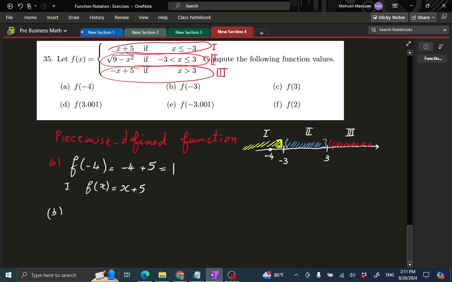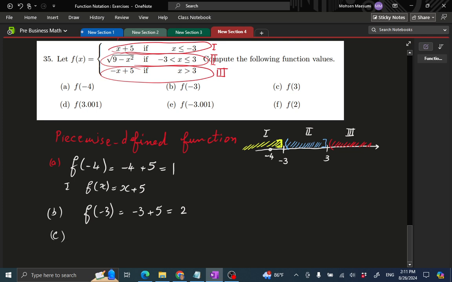Well, part B, f of minus 3. Well, that is right on the border between the yellow and the blue. The problem tells you how to handle borderline cases. So the way we have defined it, in region 1, minus 3 falls in region 1. So I'm still using my input, which is minus 3 plus 5.